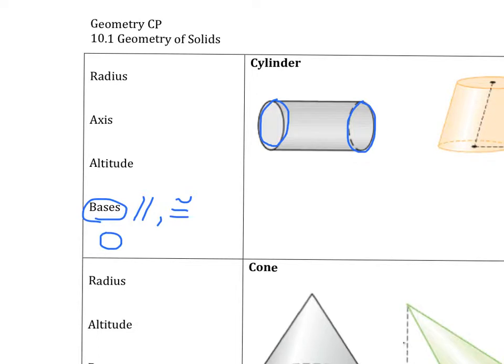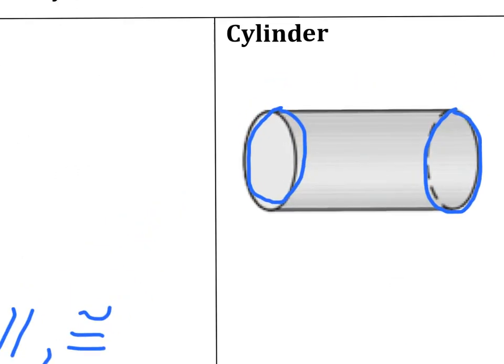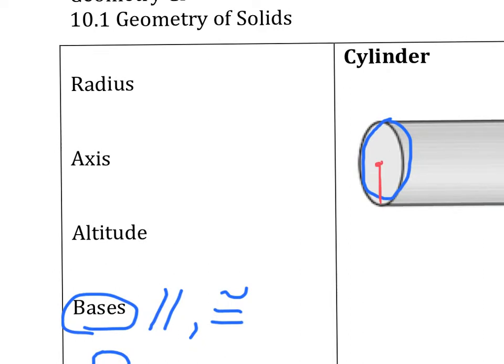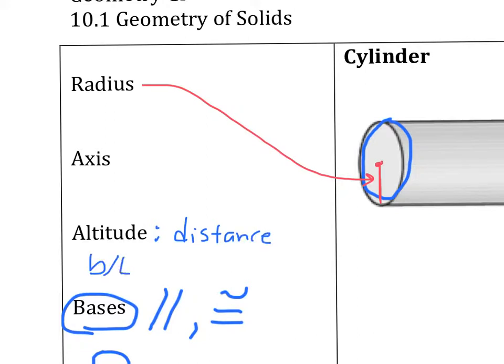All right, radius, don't really need to define that. You already know it goes from the center to the edge of the circle. And that would be your radius, like so. And the altitude. Altitude here is the same definition as prism. It's the distance between the bases. So altitude is not up and down. It's distance between the bases.